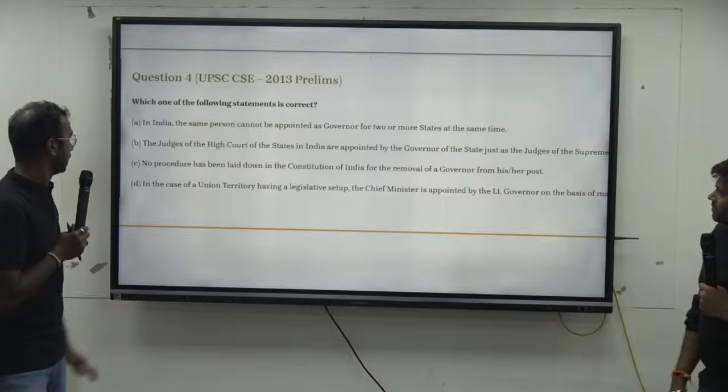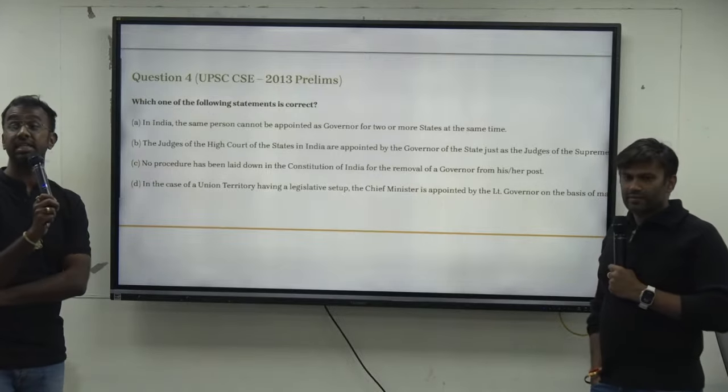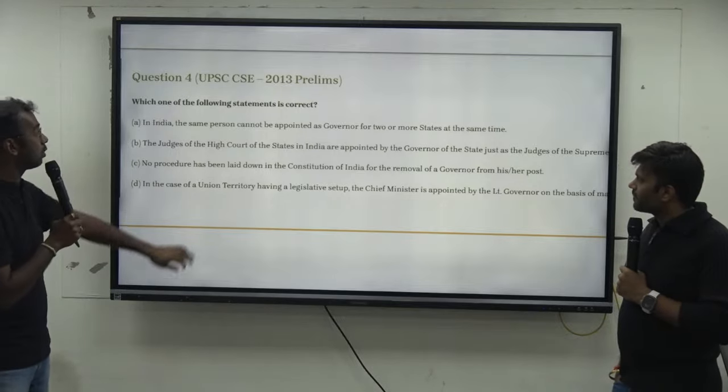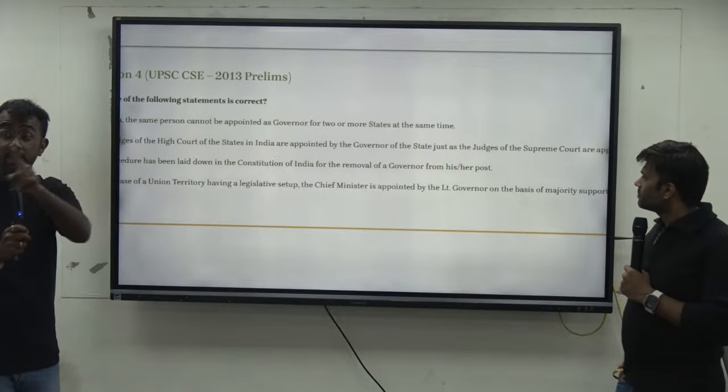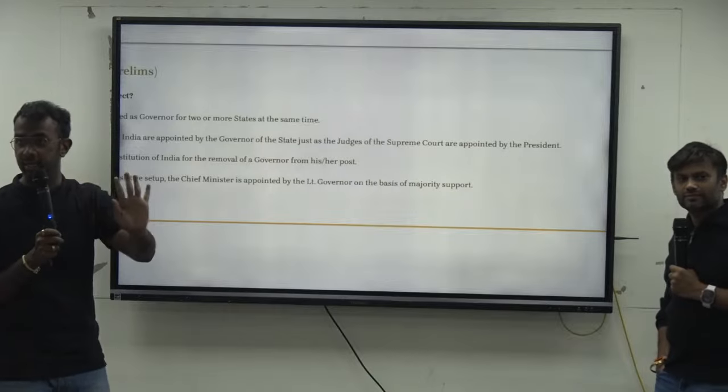In India, the same person cannot be appointed as governor for 2 or more states at the same time. Incorrect. Second, the judges of the High Court of the states in India are appointed by the governor of the state just as the judges of Supreme Court are appointed by the president.